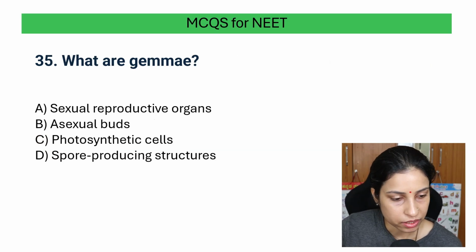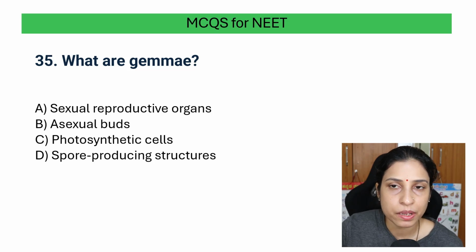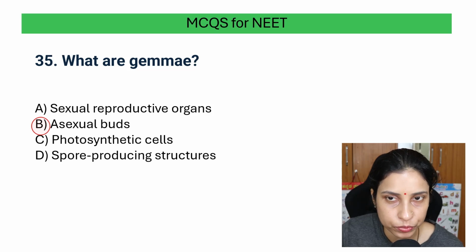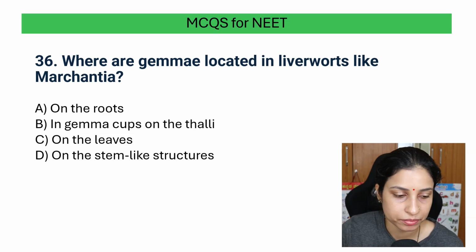Okay. Next, what are gemmae? Sexual reproductive organs, asexual buds, photosynthetic cells, or spore-producing structures. Gemmae are the asexual buds which are observed in liverworts like Marchantia. Next, where are gemmae located in liverworts like Marchantia? On the root, in gemma cups on the thalli, on the leaves, or on the stem-like structure. They are present in the gemma cups on the thalli. There we observe the gemmae.